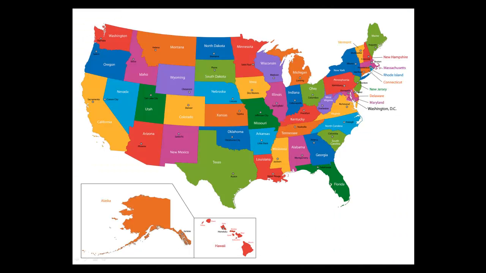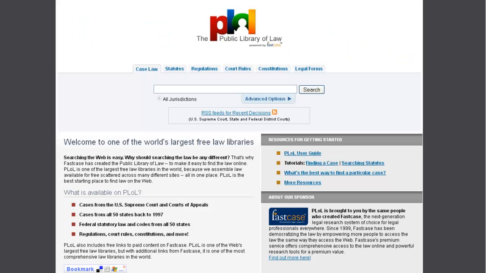ILGA.gov and Google Scholar are the best places to look for Illinois statutes and cases, but what if you have a federal issue or are dealing with a case in another state? The Public Library of Law, available at plol.org, serves as a portal to case law, statutes, regulations, and court rules for federal laws and all 50 states.